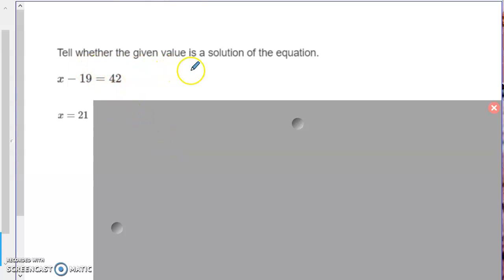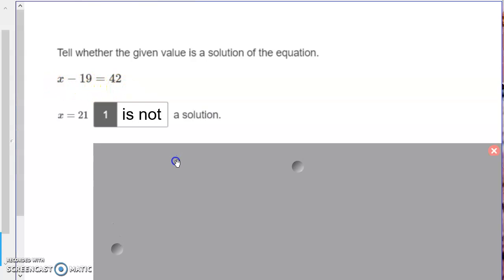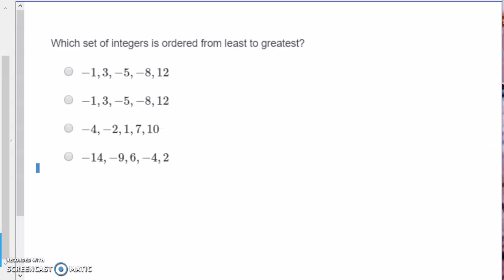Next question says, tell whether the given value is a solution of the equation. So I'm going to replace x with 21. 21 minus 19 is not 42, it's 3. So when I click on this little box, I would select is not a solution for this problem.